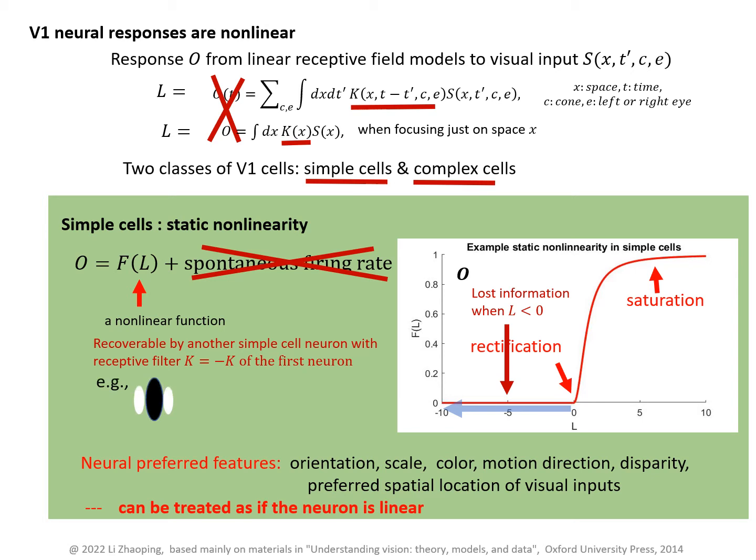So for example, if the first neuron has this filter, this neuron prefers a black bar, then this will be the filter for the complementary second simple cell neuron, preferring a white bar. Each on or off region in the original filter becomes an off or on region, respectively. So, two such complementary simple cells can act as a group, as a whole simple cell that is more linear, and this is often used as a model for simple cells for convenience.